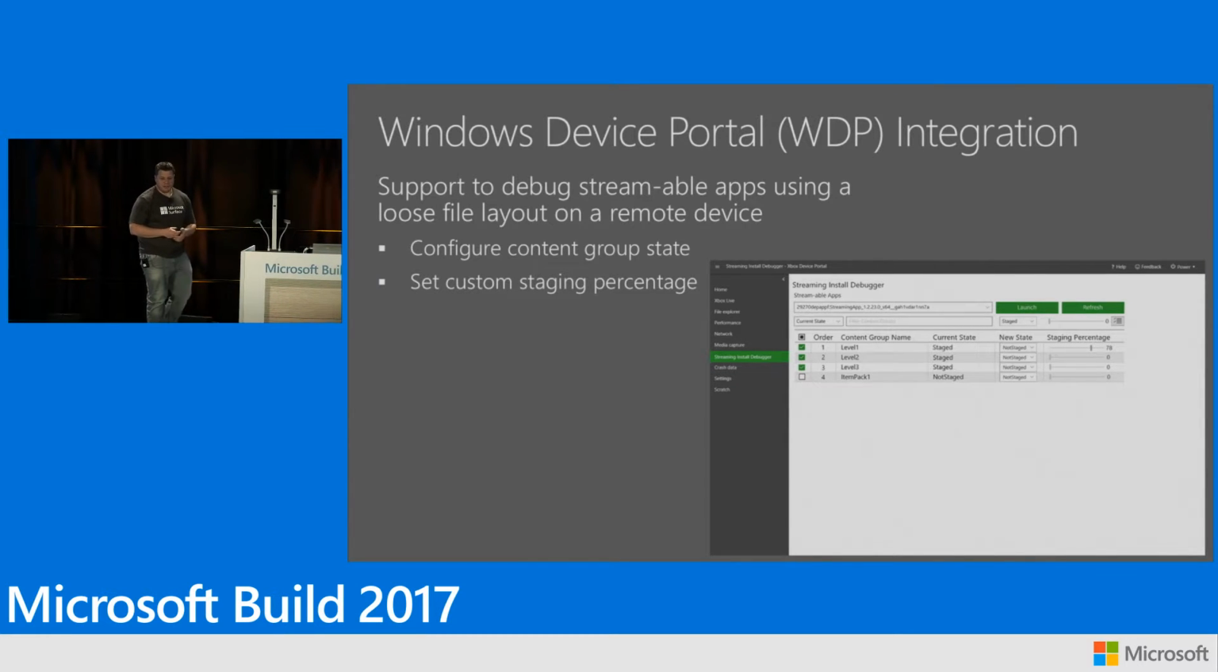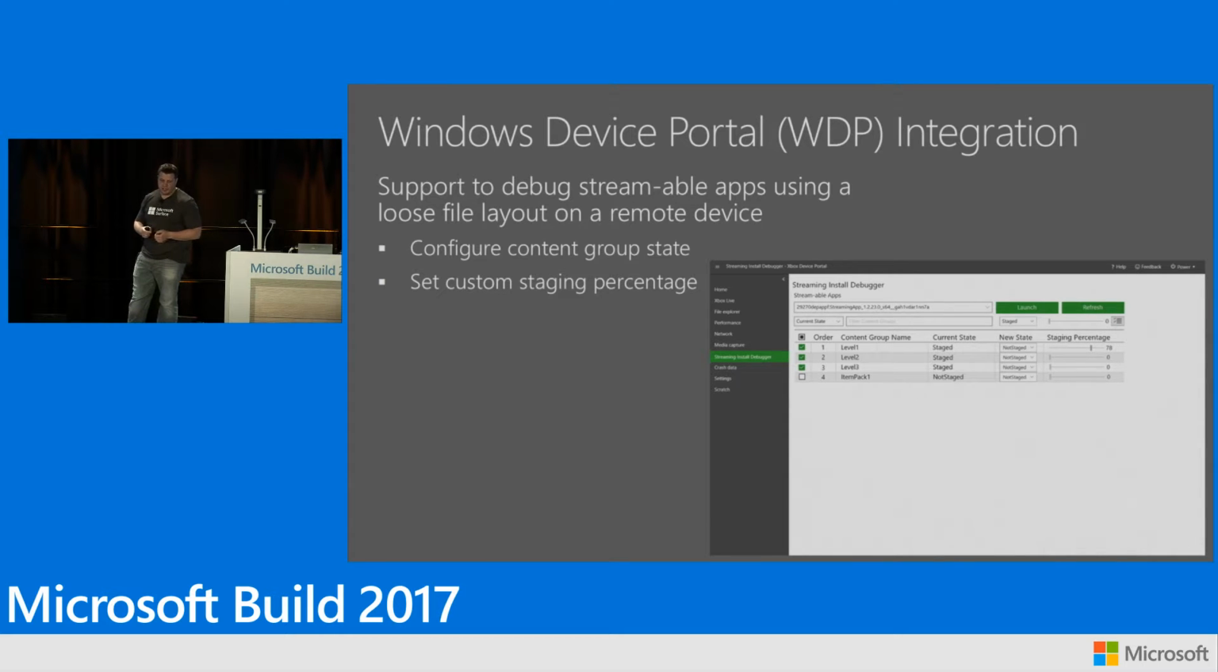We're building a first-class experience for debugging streaming apps within the Windows Developer Device Portal. We're going to give you the ability to go and set those content groups and then go and configure custom staging. So right now we have the APIs available for you. Pretty soon in a Windows Insider release, we should have an experience for you coming so that you can use, in the Fall Creators Update, one of the Windows Insider builds, you can use WDP to help build and debug your streaming apps.